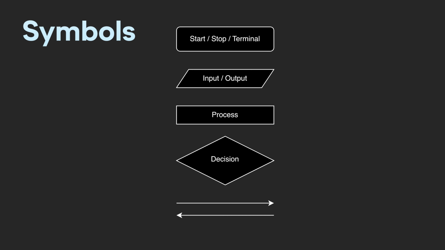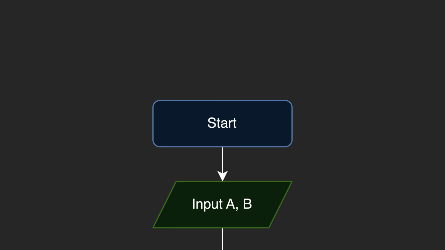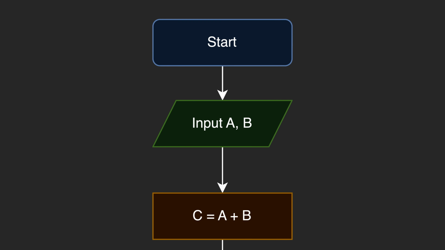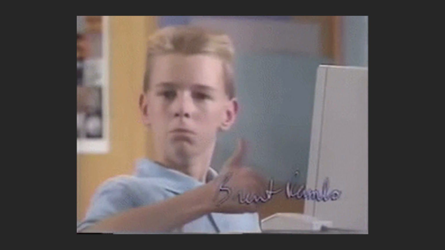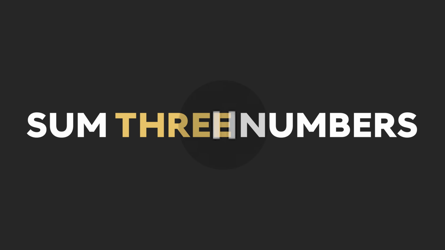Let's say I have to write a program to take two numbers from the user and print their sum. So I begin with a start symbol. I then take two variables A and B input from the user. I then process a C variable which will be equal to the sum of A plus B. I then output the C variable and end the flowchart. Pretty simple, right? So why don't you go ahead and pause the video and write one to sum three numbers, A, B, C. Cool? Let's move ahead.